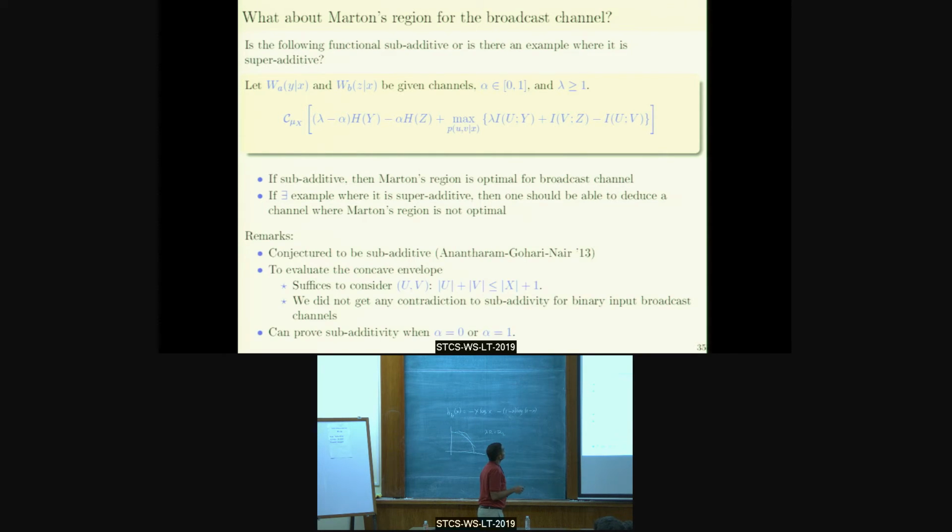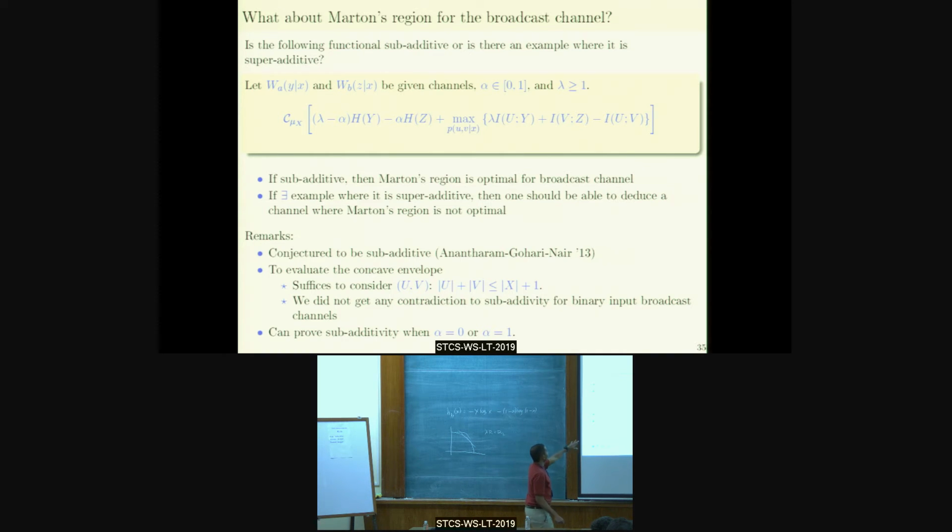Venkat, Anantaram and Amin, and I have conjectured this stability because we did a lot of tests and could not find a counterexample. But we also get something very, very nice. We can prove stability when alpha is at the two extreme points, so we do have some math proof. And there's something very, very nice happening here. We can also show that to compute this functional, it's enough to look at U and V such that the size of U and the size of V is at most the size of X plus 1.